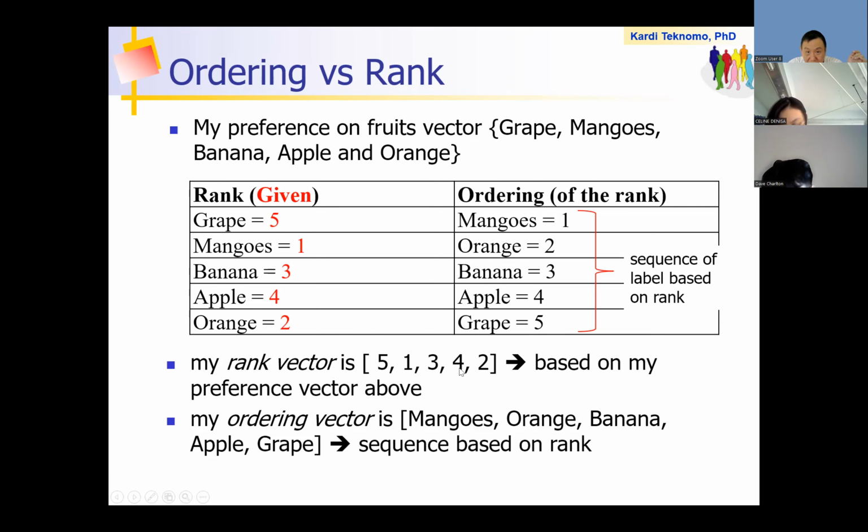5, 1, 3, 4, 2. So I just put the rank here. This is based on the preference vector. So my ordering vector now becomes mangoes number 1, orange number 2, banana number 3, and then apple number 4, and then grapes number 5. So this is the ordering vector with this sequence based on the rank. Is it clear or not? Can you see the difference between rank and ordering?